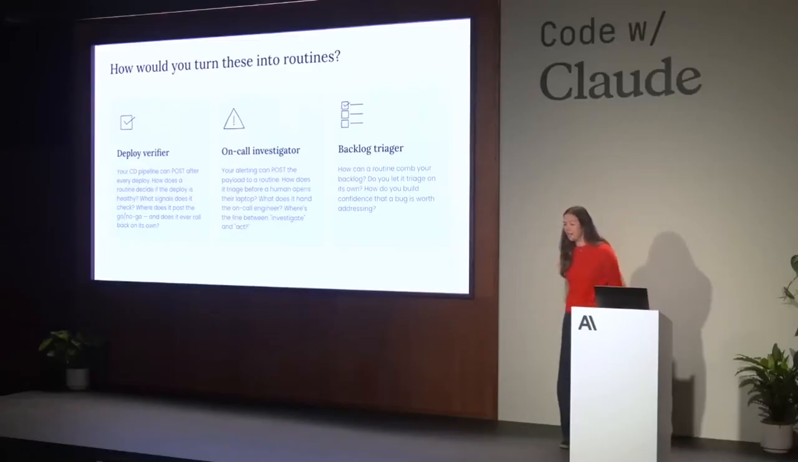I want to think about this in three ways. First, what should my trigger be here? Second, what context is important to provide to Claude in this routine? And lastly, how do I plan to interact with or steer this routine to keep Claude honest?